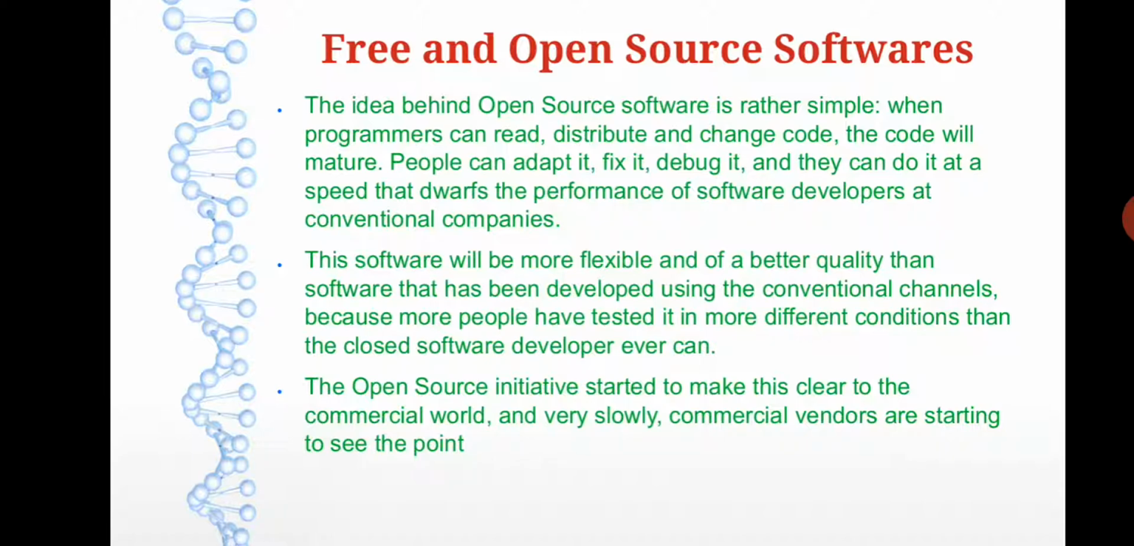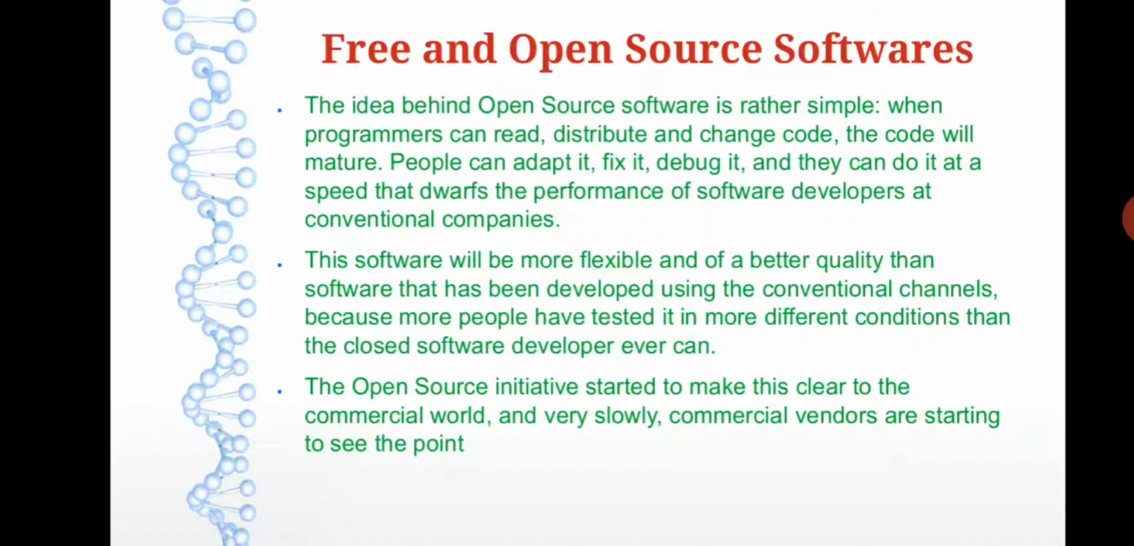Open source is simple: programmers can read, distribute and change the code so it will mature. People can adapt it, fix it, debug it. Here, people means the public. When you roll out the entire code set to the public, definitely they can experiment on that code, they can debug it, they can fix it, or they can enhance the features of the code, isn't it? Say for example, I ask you to write a program to add two numbers.